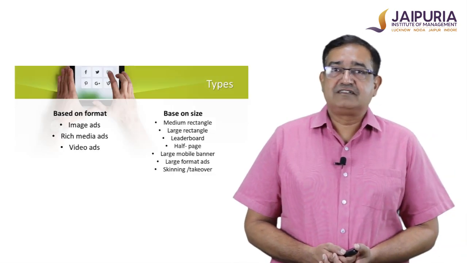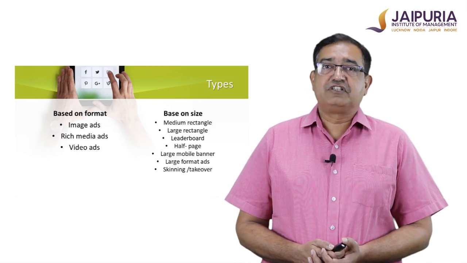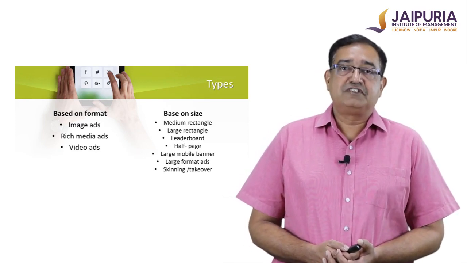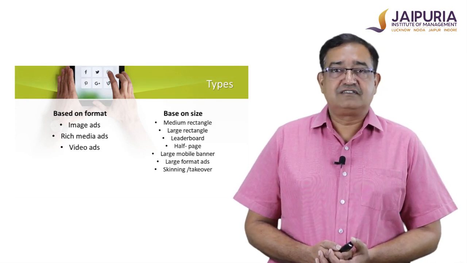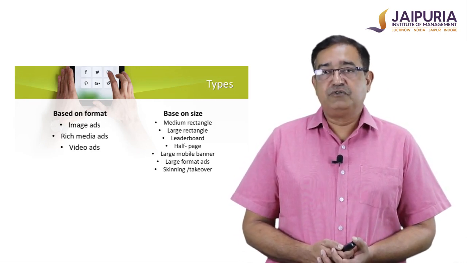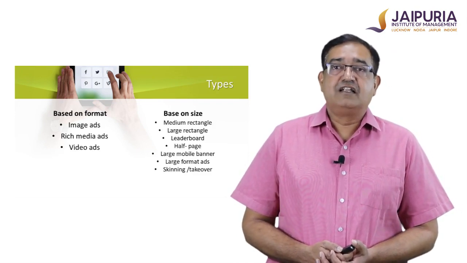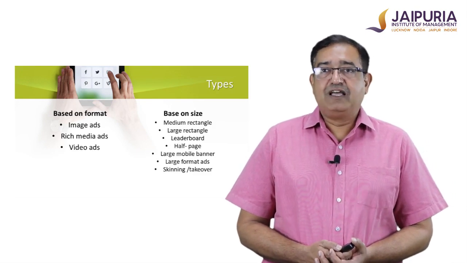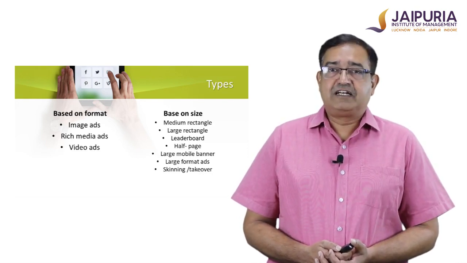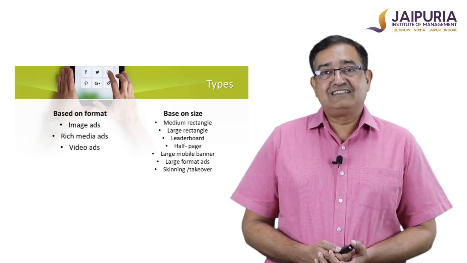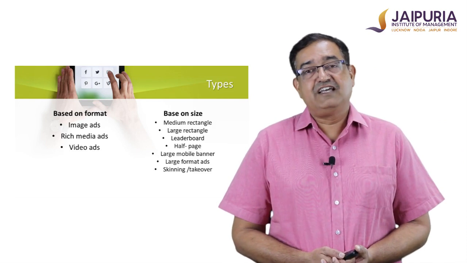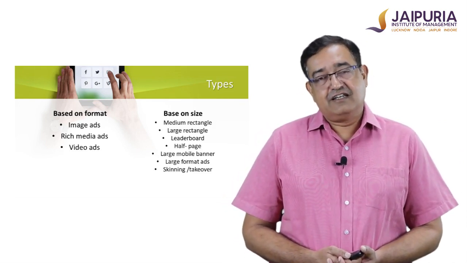There are different kinds of display ads based on format and based on size. Based on format, there are image ads, where most of the content is image, or rich media ads, where more than two or three types of media are given together, like video, text and image, and simply video ads. So these are the different formats: image ads, rich media or video ads. Similarly, based on size, there are medium rectangle, large rectangle, leaderboard, half page, large mobile banner, large format ads, or scanning and takeover, which means the entire screen is covered by that particular ad. Each type of display ad has its own relevancy and where it has to be utilized, which we will discuss in later videos.